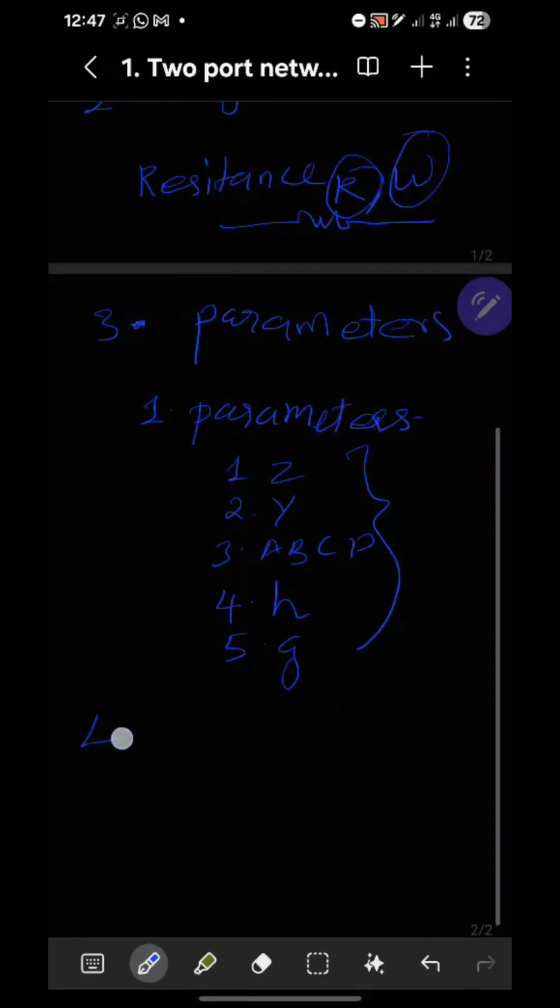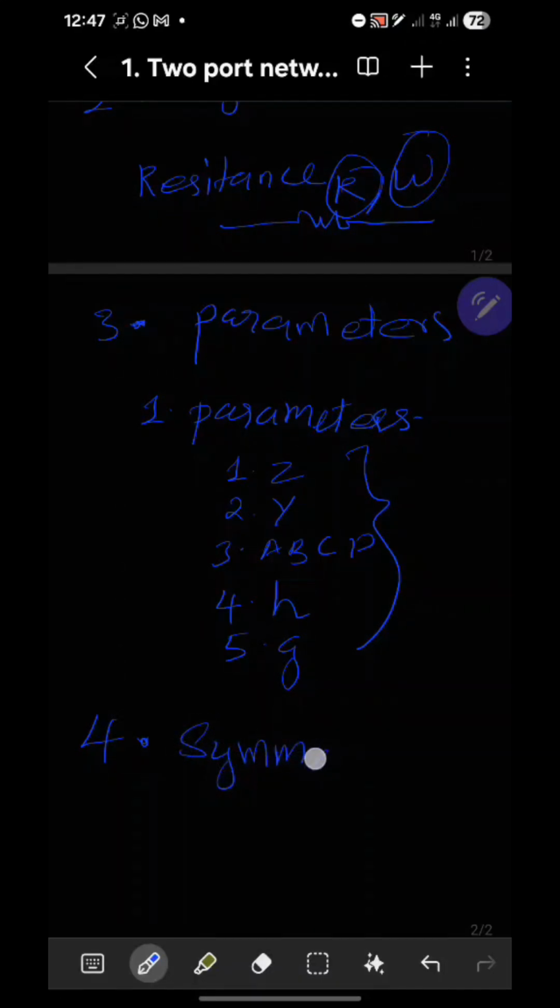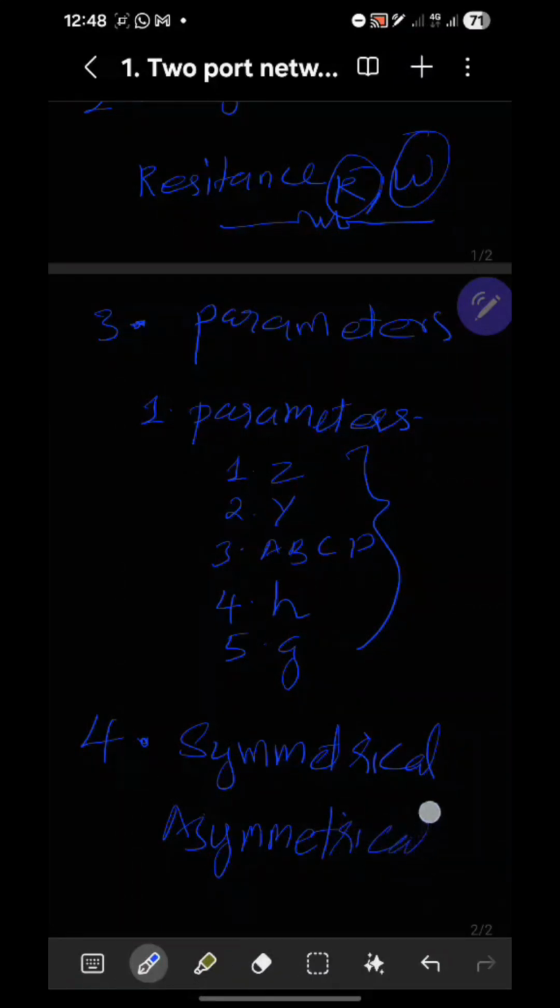Then next, we'll discuss the types of two-port networks. The most common classification of two-port networks is symmetric and asymmetric. Symmetrical and asymmetrical two-port networks. This is one of the most common classifications, which is very useful in many applications. An asymmetrical network is also called a dissymmetric network. So these are the things we are going to discuss.